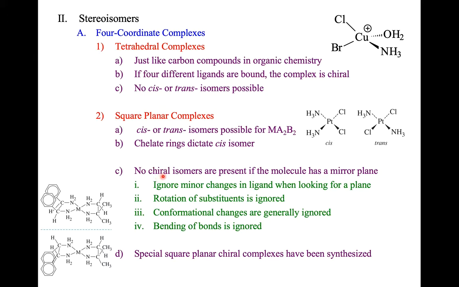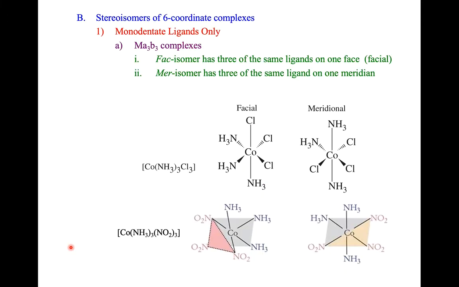For square planar, there's no chiral isomers if the molecule has a mirror plane. Here's a couple of funky ways of getting something that is chiral, that's square planar, but these are specially designed ligands where the chirality is really coming from the ligand backbone, so it's more of an organic type of chirality.